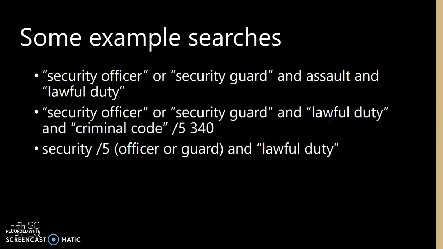Or for any of those examples, like the first example where you've actually got a common word that you're sort of repeating more than once, so you've got security officer and security guard, since security is common to both the officer and guard, you can put security at the front within 5 of officer or guard, and then your following keywords, and that creates a really effective search and is a little bit tricky and fun as well.